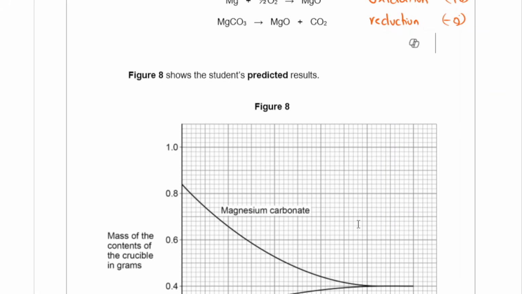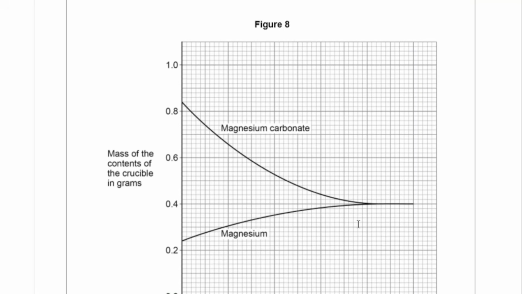Figure 8 shows the students' predicted results. So here you have magnesium carbonate. It's reducing in mass from about 8.4 to about 4. Magnesium is gaining mass from 2.4 to 4.